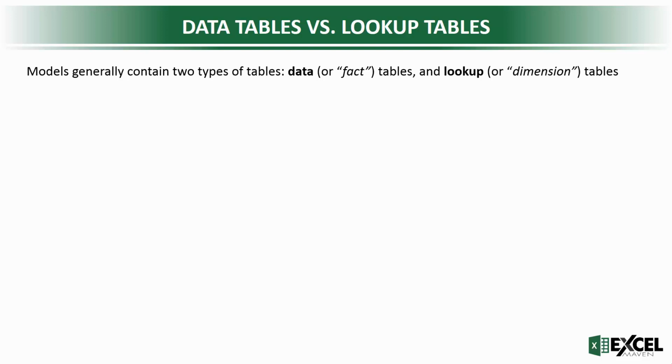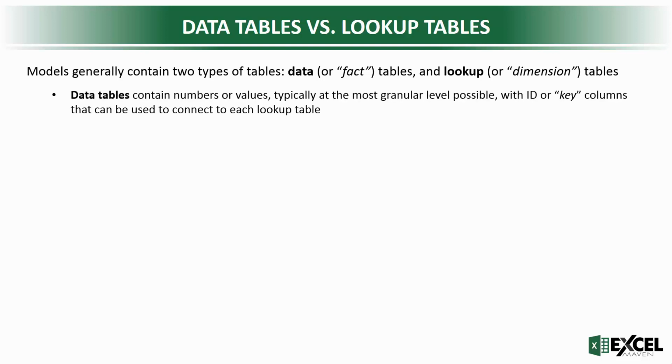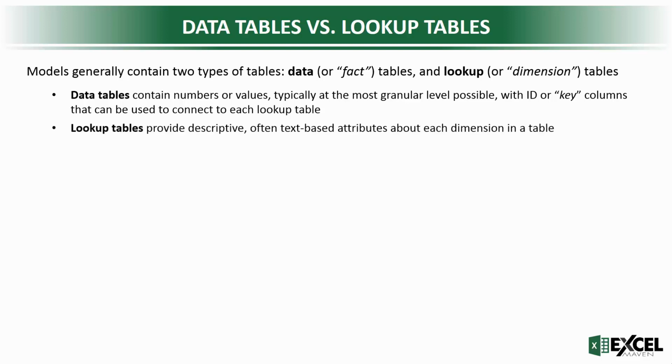Now, the difference between them is that data tables are your tables that contain those numbers, those quantitative values, typically at a really granular level, with ID or some sort of key columns that can be used to connect it to each of the lookups. So the transactions table that we pulled in through Power Query, that represents a data table. Now, on the other hand, you've got lookup tables. And lookup tables provide descriptive, often text-based attributes or characteristics about each dimension in a table.